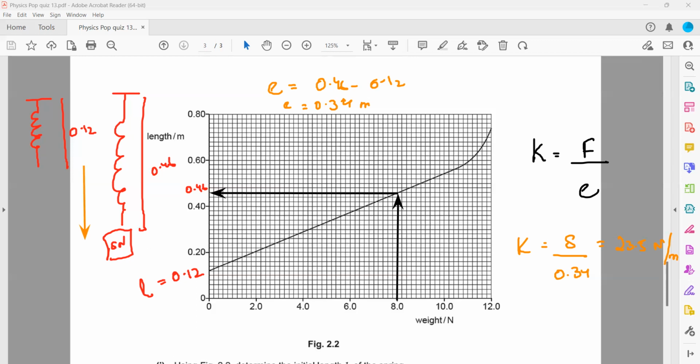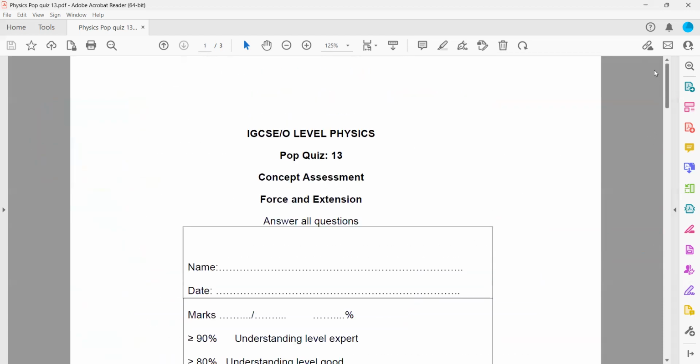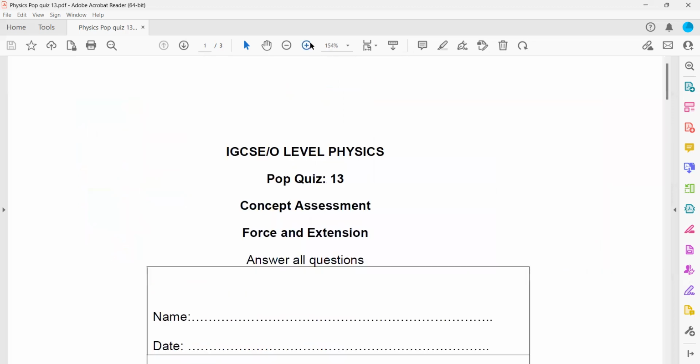Anyone having a doubt in this? Okay, so this was the pop quiz, which was related to force and extension, or we can also say Hooke's law.